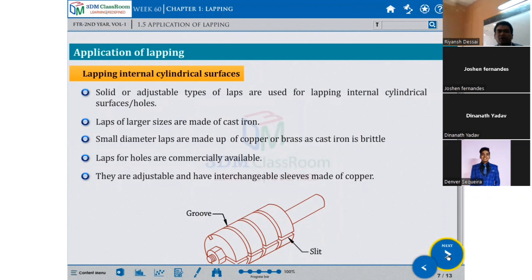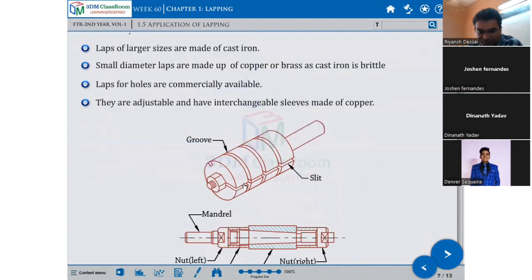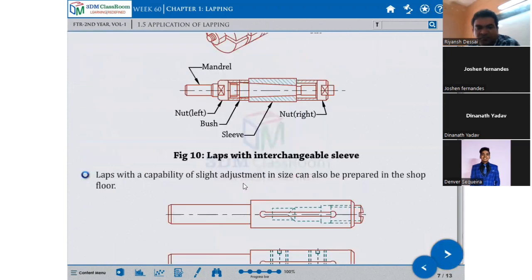Application of lapping. Lapping internal cylinder surface. In a solid type, laps are used for lapping internal cylinder surfaces. The lap of large size is made of cast iron. Smaller diameter laps are made of copper or brass. Laps for holes are commercially available, with interchangeable sleeves made of copper. Laps with the capability of slight adjustment in size can also be prepared on the shop floor.